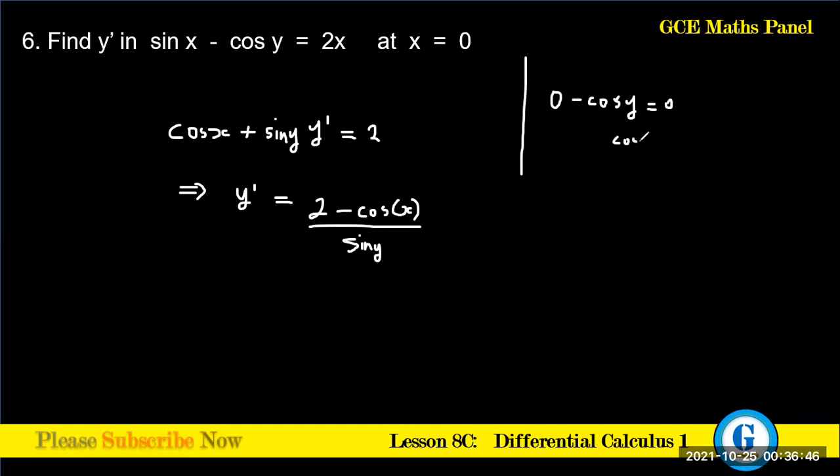When is the cosine equal to 0? So if cos y is equal to 0, then this implies that y should be equal to 90 degrees, because cos 90 is 0, right? Or we can use pi on 2. So y is equal to pi on 2.